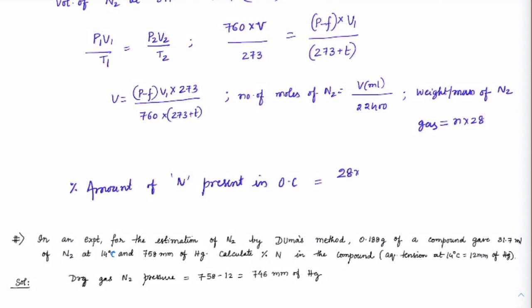So that would be 28 times n, right? And what was the value of n here? We saw that as V by 22400. So 28 into V by 22400 into M into 100. Usually the Dumas formula is directly given this way. So I hope now you know what has been derived. Okay. So 28 into V divided by 22400 into M into 100, so that would be the amount of nitrogen.